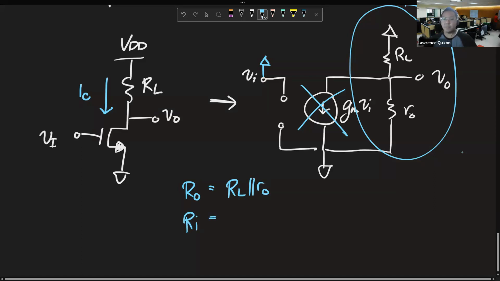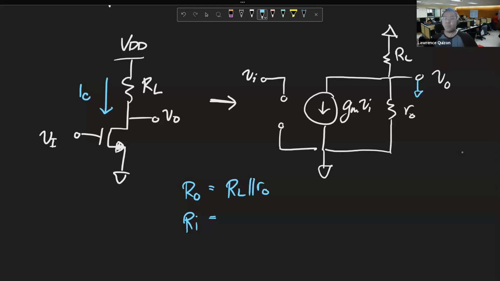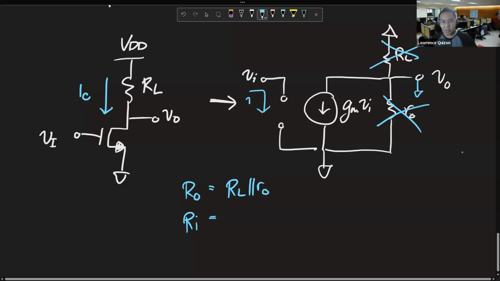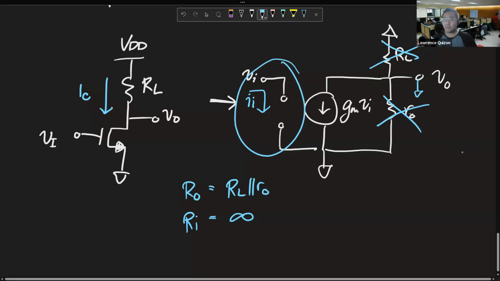Next, R in. We need to turn off V out. If we turn off V out, this thing is gone. And we measure I out. Sorry, we measure I in. So V in over I in, where I in is always 0, so it's infinite. Looking in, we see a very large resistance, so large that we can never get a current out of it.